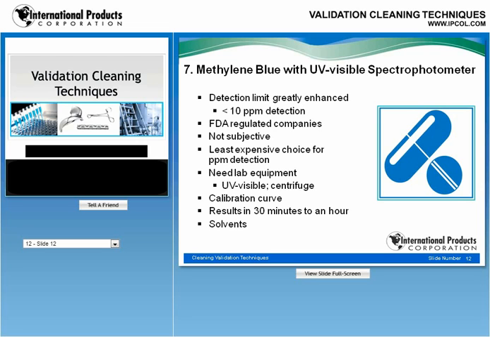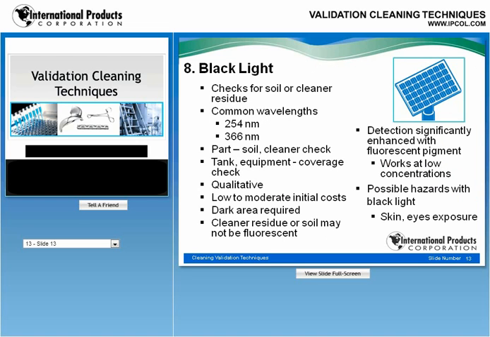The next technique is the Black Light Clean validation technique. This technique can be used for several different reasons. It can be used to check for soil or for cleaner residue. And black lights are typically available at two different wavelengths, either 254 or 366 nanometers. When evaluating parts, users are typically looking for soil or cleaner residues. Oftentimes, though, black lights are used when new tanks or equipment is purchased and the coverage wants to be evaluated.